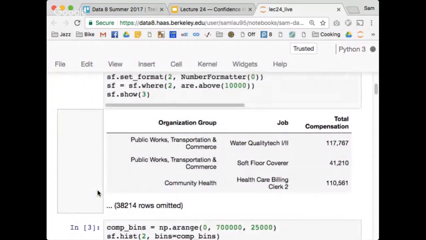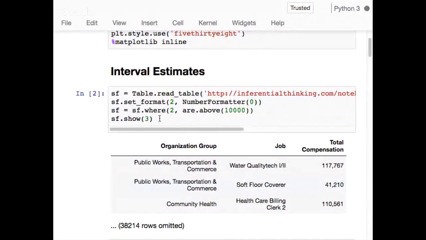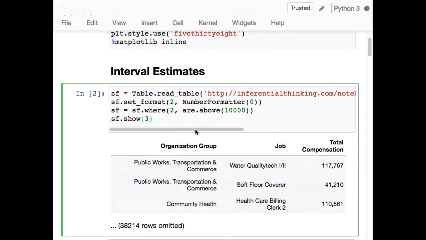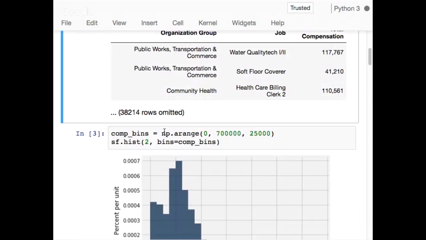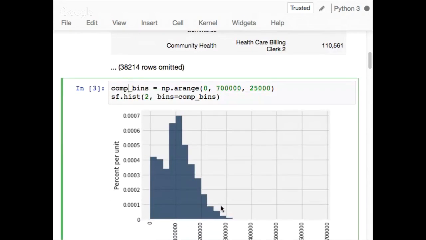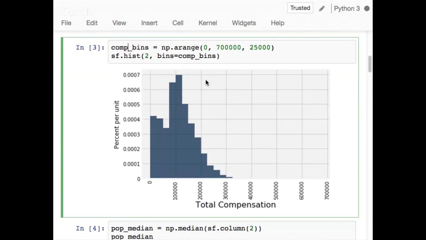OK, cool. This should look familiar because this is the exact same data set we were looking at yesterday. This is a data set of every public employee in San Francisco, their organization, their job, and their total compensation, which was salary plus benefits combined. So we have this table. This is a population. This is our census, right? It contains every public worker. Our question was, here is a population distribution. We can see that the median compensation for public workers in San Francisco was probably around 100,000, somewhere in this range right here.